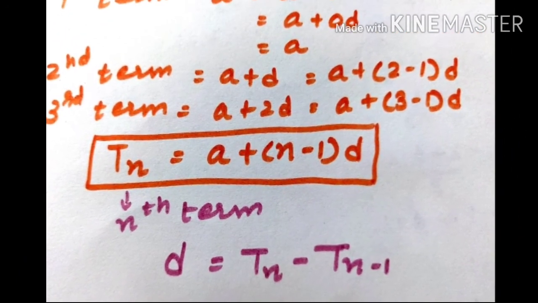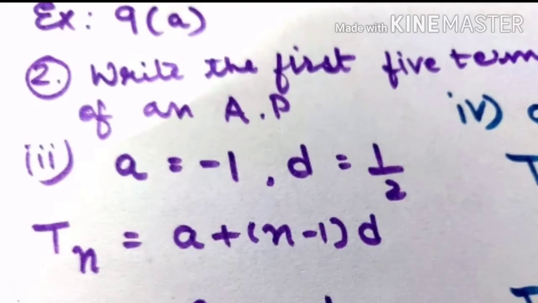Now we will see our exercise 9a, question number 2. Write the first 5 terms of an AP. I am taking number 3rd here. Here small a is equal to minus 1. Small a means the first term of an AP, and small d is our common difference. It is given 1 by 2. So here I want to find 5 terms of an AP.